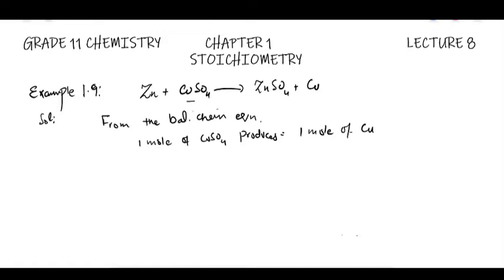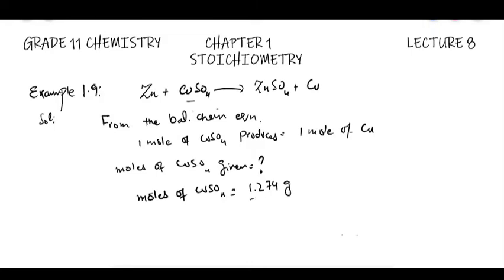Now, how many moles of copper sulfate are given? So moles of copper sulfate given are not yet calculated. So we have to calculate it. So moles is equal to the mass in grams that is given to us. You already know that. That is 1.274 grams divided by the molar mass.